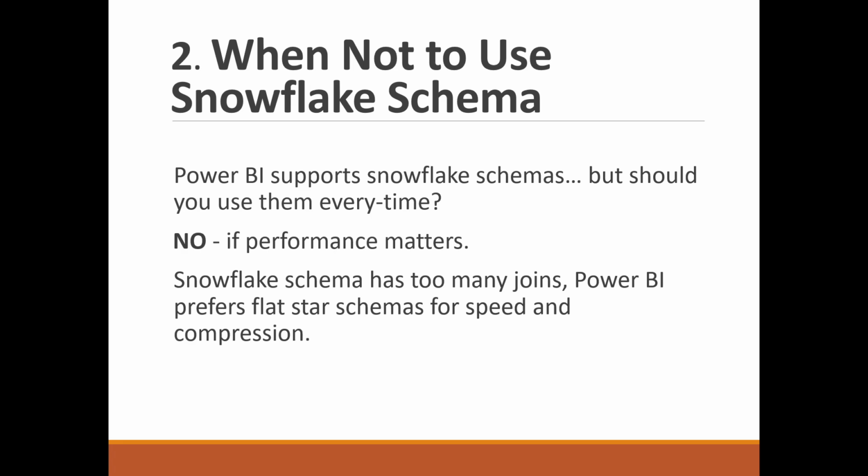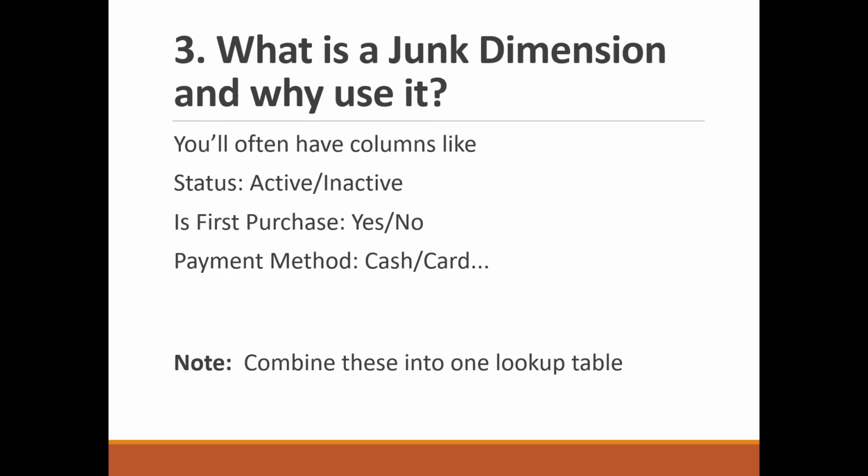Next, jump to the third question. What is a junk dimension and why use it? You will often have columns like status showing active or inactive, or first purchase, which is yes or no, or you can say a payment method, cash or card. Instead of creating 5 separate lookup tables for these low cardinality flags, you group them into one junk dimension. It simplifies your model and keeps your relationships cleaner.